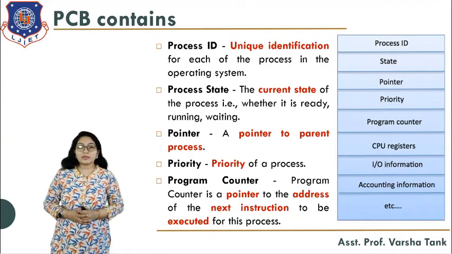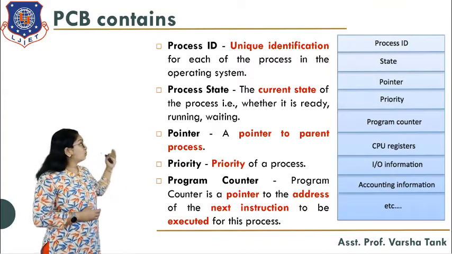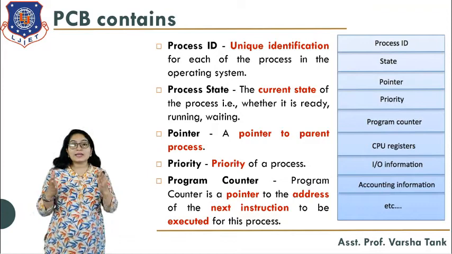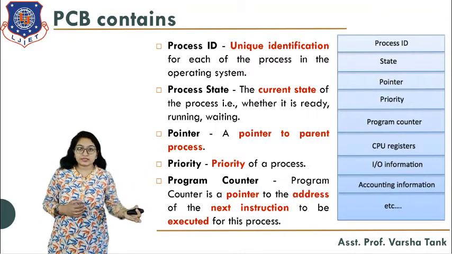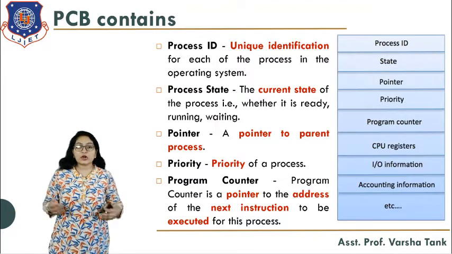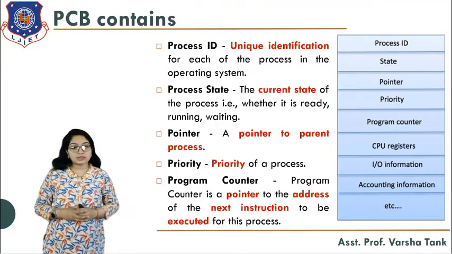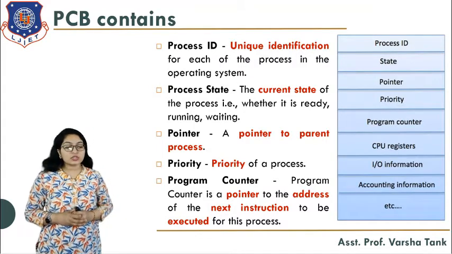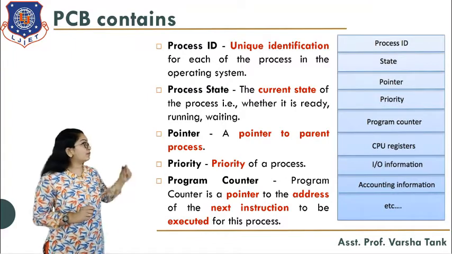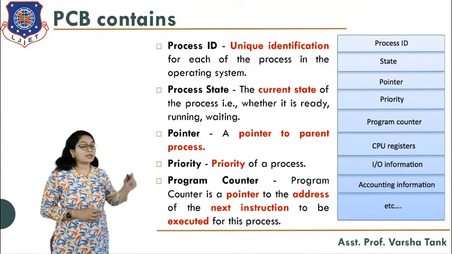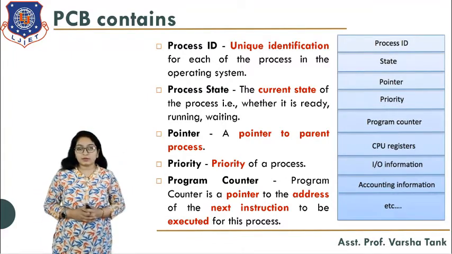Next is process state. Process state means the current state of the process. For example, whether the process is in the ready state, running state, or waiting state. These are the different states for processes as we discussed in the last lecture. Which state the process is in, that information is defined by the process state field.